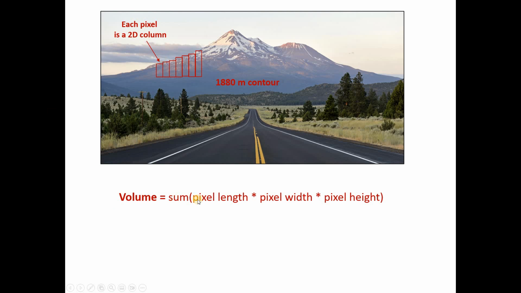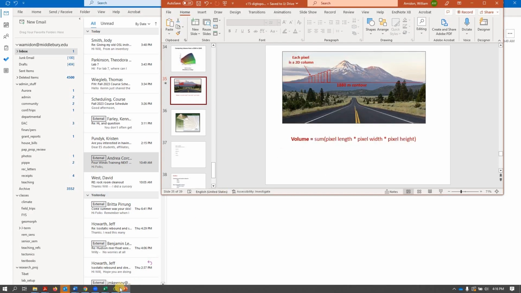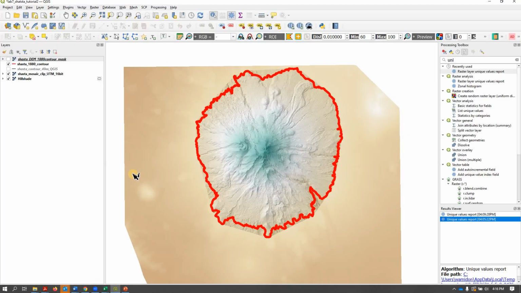And again, our volume is going to be given by the sum across the whole study area of pixel length times width, which is the same for every pixel, times that pixel height. In this case, it'll be height above the 1,880 meter contour. Okay, so we'll quickly now go to QGIS.